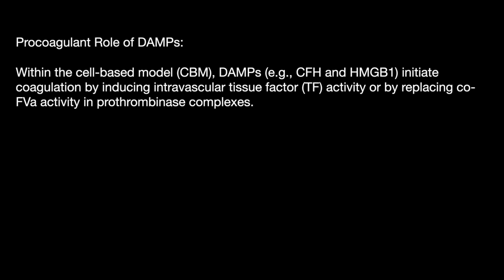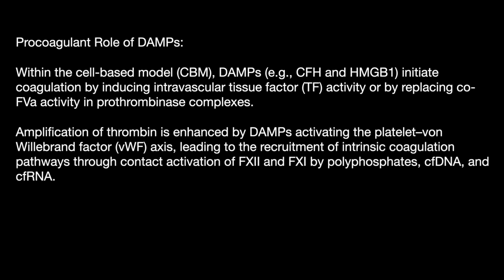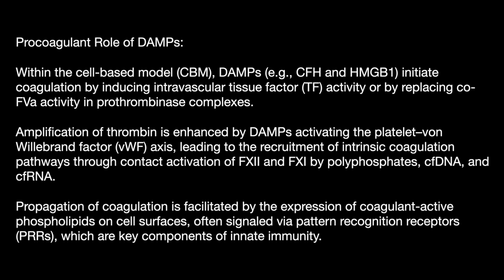The procoagulant role of the DAMPs, as we have already described, is because of tissue factor and factor 5A in the prothrombinase complex. Amplification of thrombin is enhanced by DAMPs activating the platelet von Willebrand factor axis, leading to the recruitment of intrinsic coagulation pathways through contact activation of factor 12 and factor 11 by polyphosphates, cfDNAs, and cfRNAs. Propagation of coagulation is facilitated by the expression of procoagulant active phospholipids on the cell surface, often signaled by the pattern recognition receptors, which are key components of innate immunity.